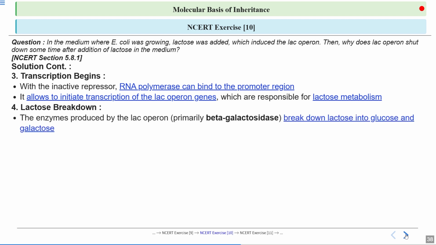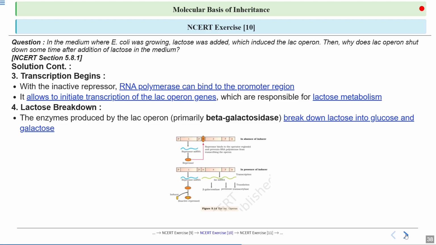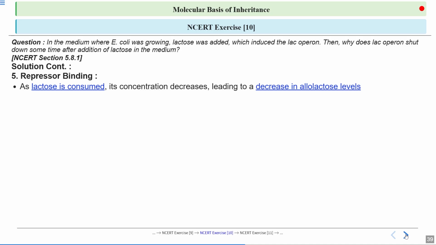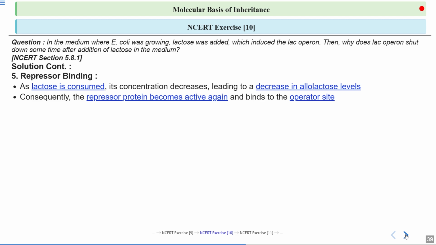Now what will happen? The enzyme which is produced by the lac operon, primarily which enzyme? Beta galactosidase. This beta galactosidase is going to break down lactose into glucose and galactose. Now what will happen? Because lactose is consumed, its concentration decreases, and it allows what? Because this concentration decreases, leading to a low lactose level, the repressor protein becomes active again and binds to where? It binds to the operator site.